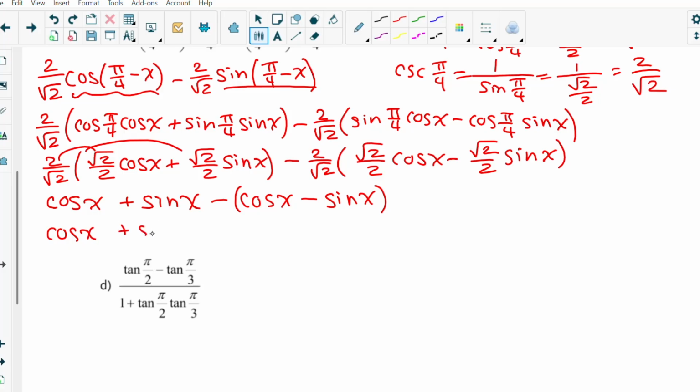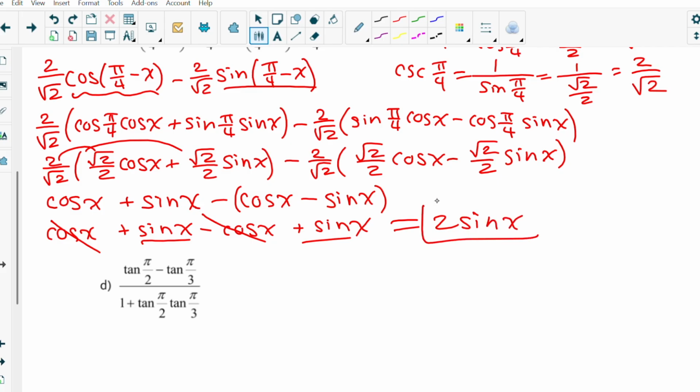Let's evaluate through the brackets. That's cosine of x plus sine of x minus cosine of x plus sine of x. Cosine of x minus cosine of x is 0. Sine of x plus sine of x equals 2 sine of x.